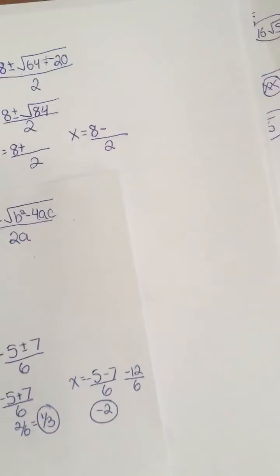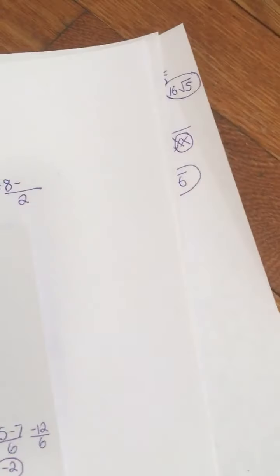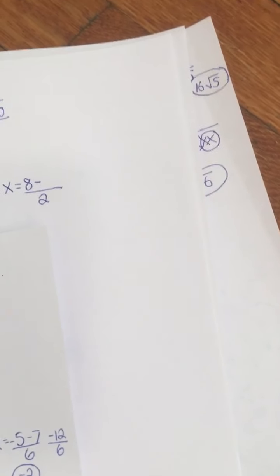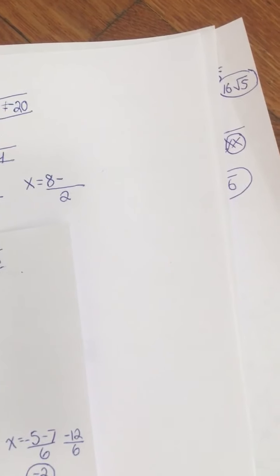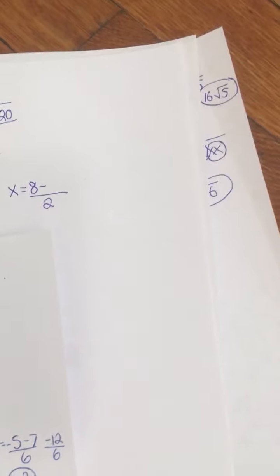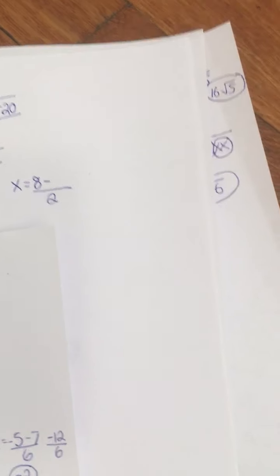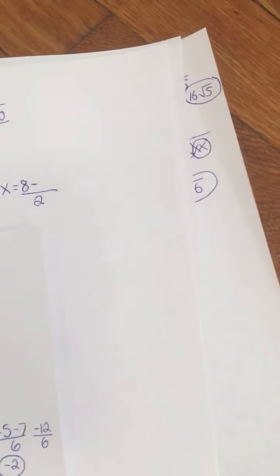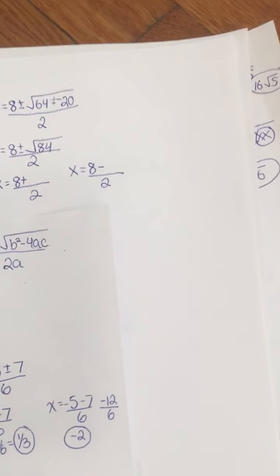Just going to do it on the calculator really quick. Square root 84. Oh my goodness, it's not letting me type. Okay, so it's about 9.17.